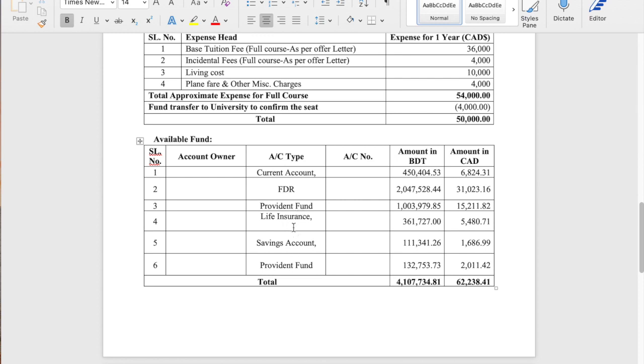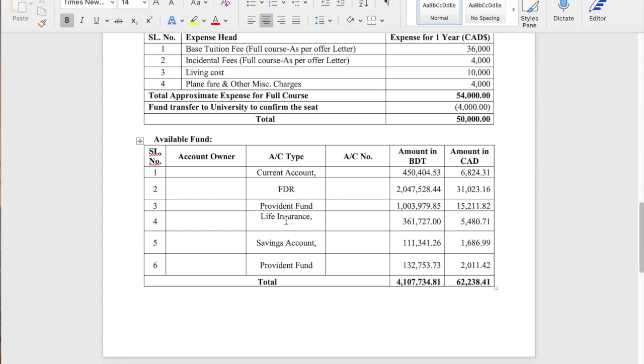Yes, you can include life insurance, because whatever premium you are giving in your life insurance, up until that point you can withdraw that amount. So my father's life insurance was coming to maturity in around 7 months, so I showed until that point what fund is available through life insurance and what can be withdrawn.